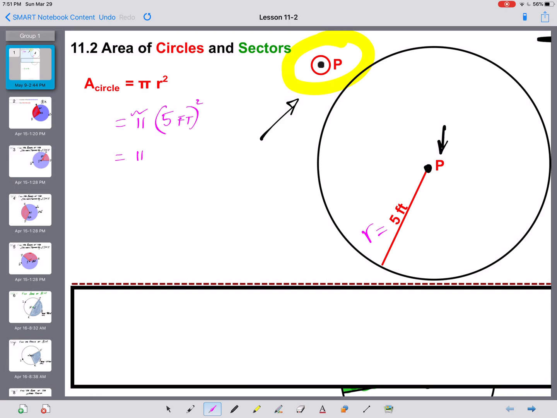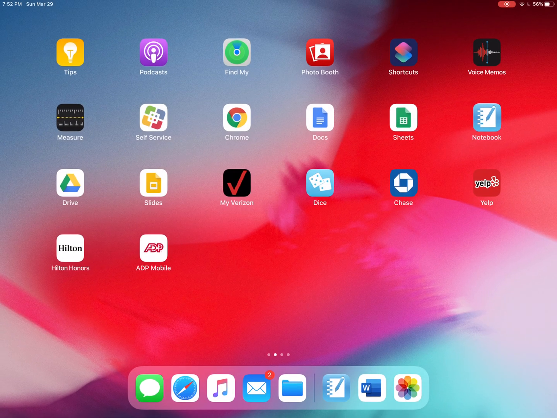Now take a look. I have pi, first of all, 5 squared is 25. Feet squared is feet squared. Now, I'm going to leave it two different ways. The area of the circle, I could leave it as 25 pi feet squared. Or, if I multiply the pi out, let's go ahead and do that. 25 times pi.